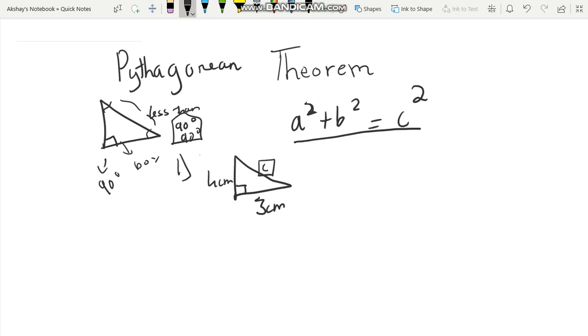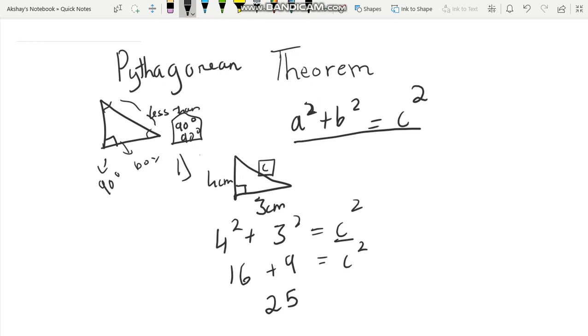So substitute A with 4, 4 squared. B I'm going to substitute with 3, 3 squared. A and B are interchangeable as long as you're consistent. They can be any of these values. We don't know C squared. That's what I'm trying to find. 4 squared is equal to 16. 3 squared is equal to 9. 16 plus 9 is equal to 25. And my 25 is equal to C squared.